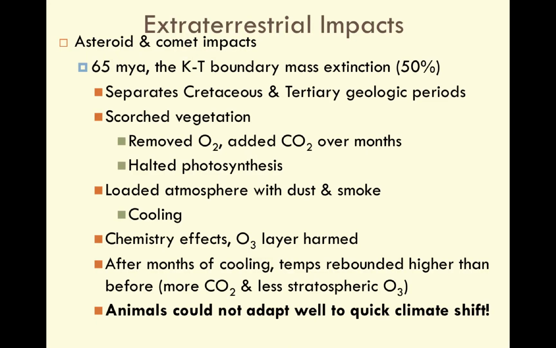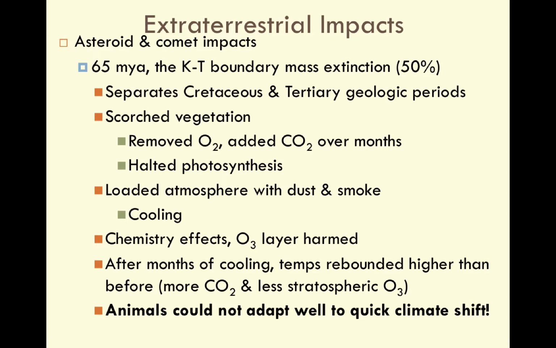Finally, looking at extraterrestrial impacts, more specifically, we look at an asteroid impact that occurred around 65 million years ago. What appeared to have happened was that it scorched vegetation. This removed oxygen from the system because you took down vegetation, which is the primary contributor of oxygen, and it added CO2 from the decay of those plants over a period of months and years, halted photosynthesis in general, loaded the atmosphere also with dust and smoke since the extreme impact caused fires, and this led to cooling. Chemistry effects were also in there, and there's a bunch of elaborate studies about this, but ultimately the ozone layer was thought to be harmed.